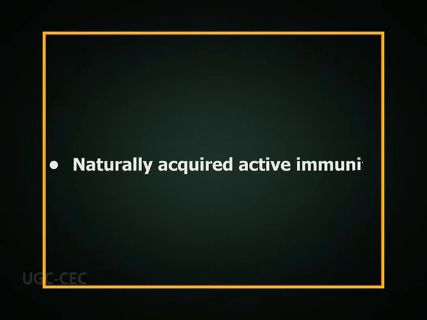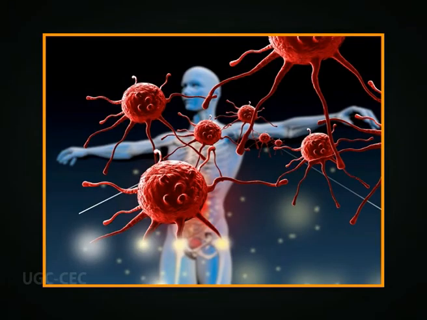Now let's talk about naturally acquired active immunity. Naturally acquired active immunity occurs when a person is exposed to a live pathogen and develops a primary immune response, which leads to immunological memory. This type of immunity is natural because it is not induced by man. Many disorders of immune system function can affect the formation of active immunity, such as immunodeficiency disease and immunosuppression.